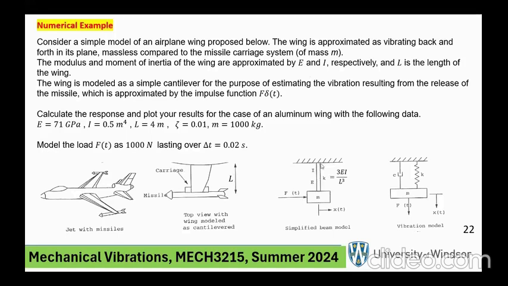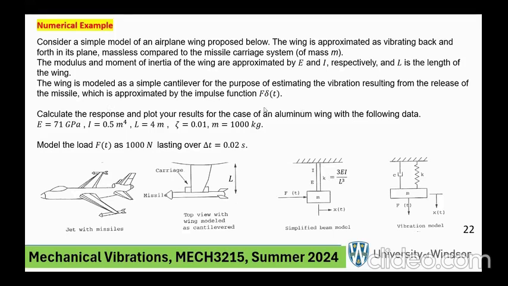That means that we know the stiffness of this beam from strength of materials. We know that the beam under bending has a stiffness of 3EI over L cubed. L is the length of the beam as indicated here. Okay.